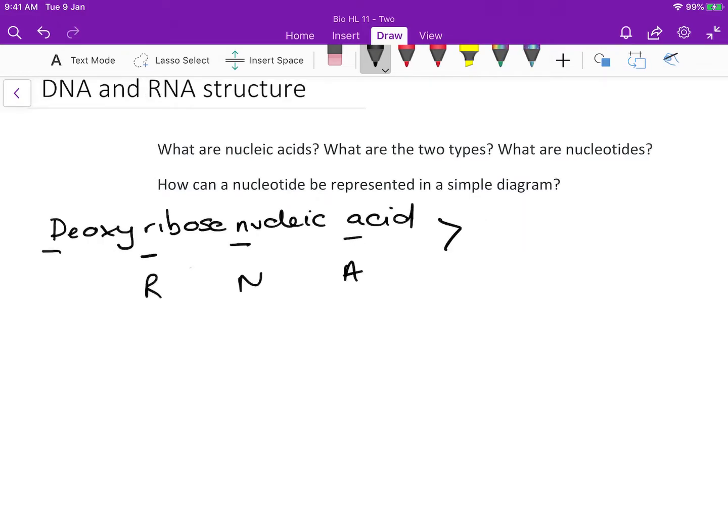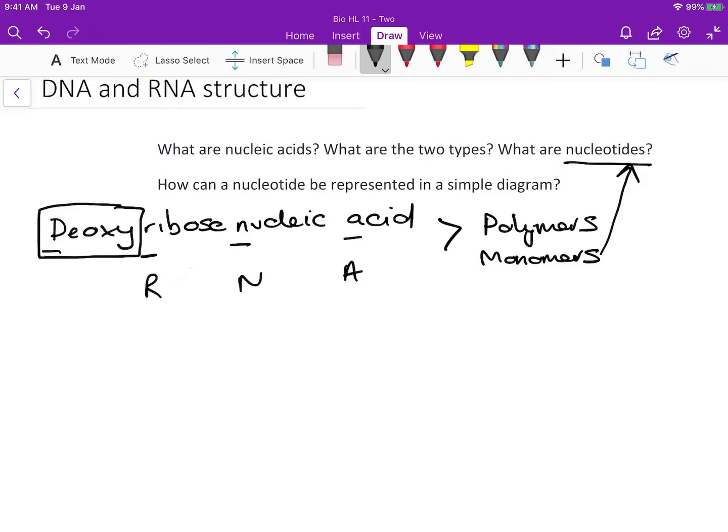And these are both polymers because they are made up of monomers, and they are large biological molecules. The monomer that we're going to have a look at for these is called a nucleotide. So deoxyribonucleic acid and ribonucleic acid are both made up of nucleotides. But the nucleotides are very slightly different because in deoxy, as we'll see later, we change the structure. We have removed oxygen from the ring structure.